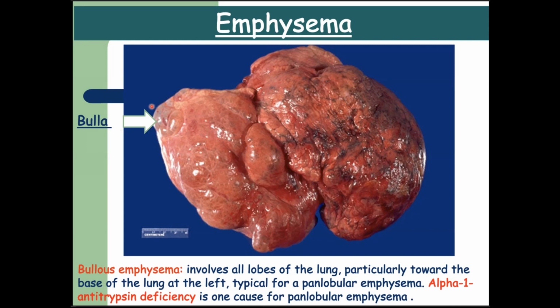This is the bulla. Bulla is singular and bullae is plural. Bulla means one balloon-like space. Because there are many bullae, we also call it bullous emphysema. A lot of bullae or balloons on the surface. It can involve all the lobes of the lung, especially the base. This is more common in alpha-1 antitrypsin deficiency, which is the one cause of panlobular emphysema.